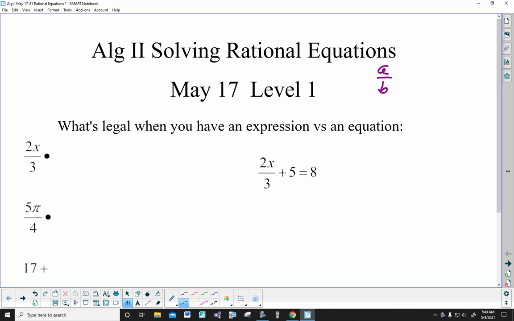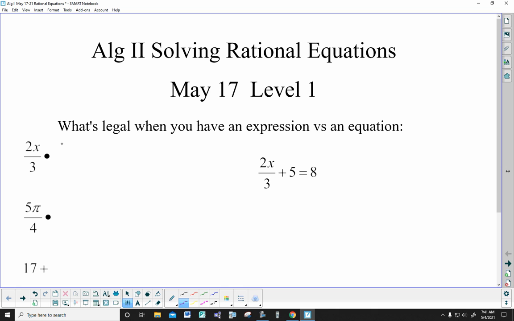What I want to do is first work with the understanding of an expression versus an equation. These are all expressions. They don't have an equal sign with it. And there are certain things you can only do to expressions, but you can also do more things to equations. So first off, with an expression, the only thing I'm allowed to do is multiply it by something that's worth 1, otherwise I change its value.